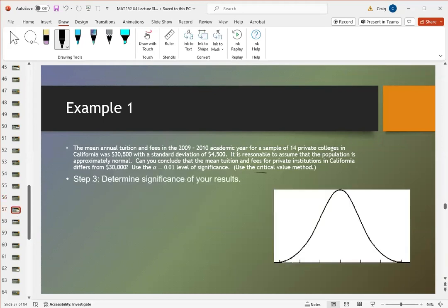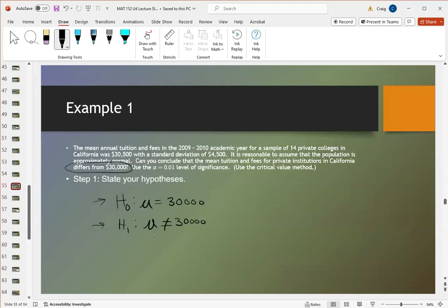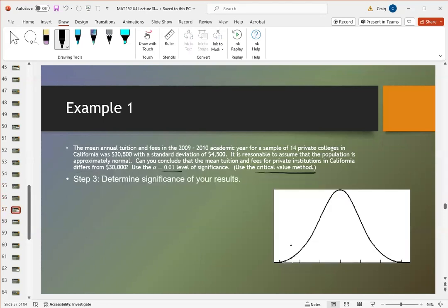If we want to use the critical value method for a 0.01 level of significance, it is a two-tailed test because we're looking to see if it differs. And because it's a two-tailed test, we want the t value. Oh, that's right, we're doing t, so we can find the t value relatively easily. The degrees of freedom is equal to n minus 1, which is 13.